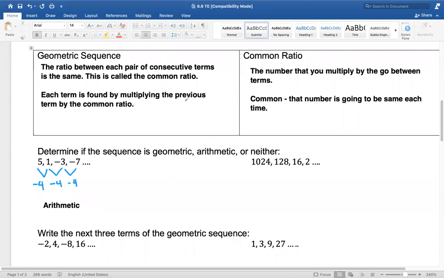Now on the next one, how do we go from 1024 to 128? Same thing between 128 and 16, or 16 and 2. Sometimes it's easier to look at the smaller numbers first. To go from 16 to 2, we multiply by 1/8. Once you get an idea of what you're looking for, then you can check the other ones. 1024 times 1/8 is 128. And same thing in the middle: 128 times 1/8 gives you 16. So this is geometric, because you're multiplying by 1/8, with a common ratio of 1/8.